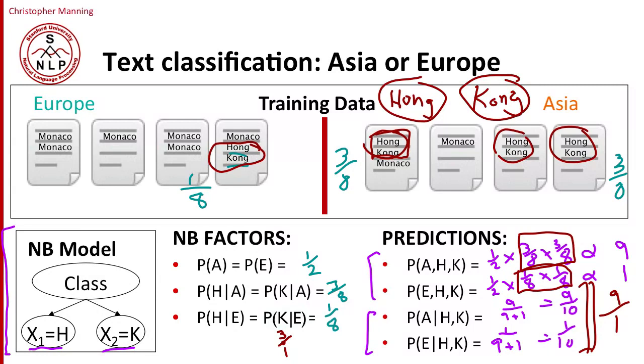So what's going on here is that really we have one piece of evidence, the appearance of the place name Hong Kong, but because it's 2 tokens, we're treating it as 2 separate pieces of evidence, and so we double count that evidence, and we're falsely confident that the document is about Asia. Does that create problems for classification? It turns out it does. Let's look at one more example.